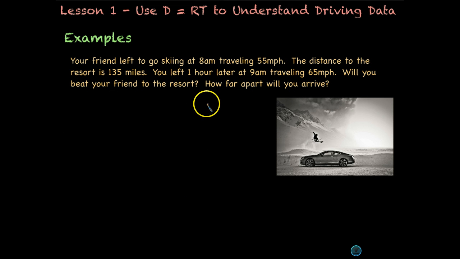All right, let's try one final example. In this example, your friend left to go skiing at 8 a.m., traveling 55 miles per hour. The distance to the resort was 135 miles. You left 1 hour later at 9 a.m., traveling 65 miles per hour. Will you beat your friend to the resort? How far apart will you arrive? Go ahead and pause the tape and see if you can figure this problem out. And then come back and let's work it together.